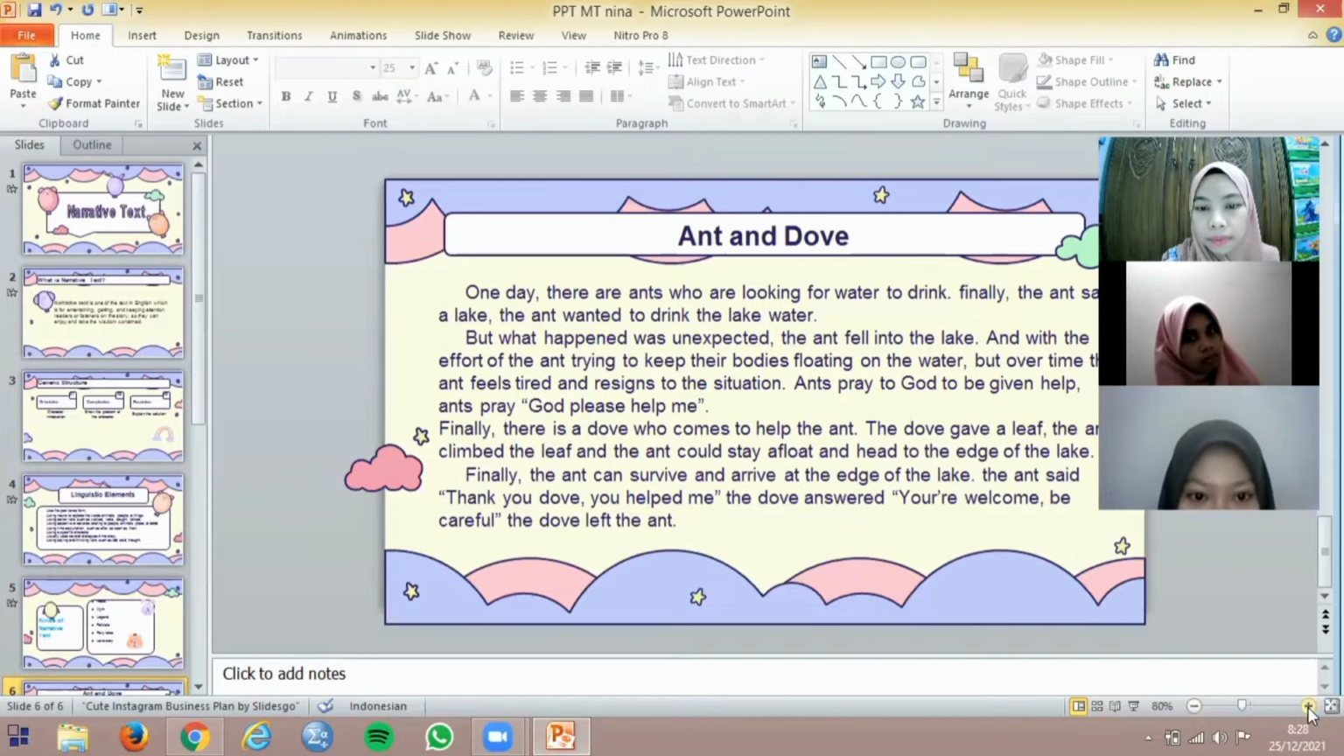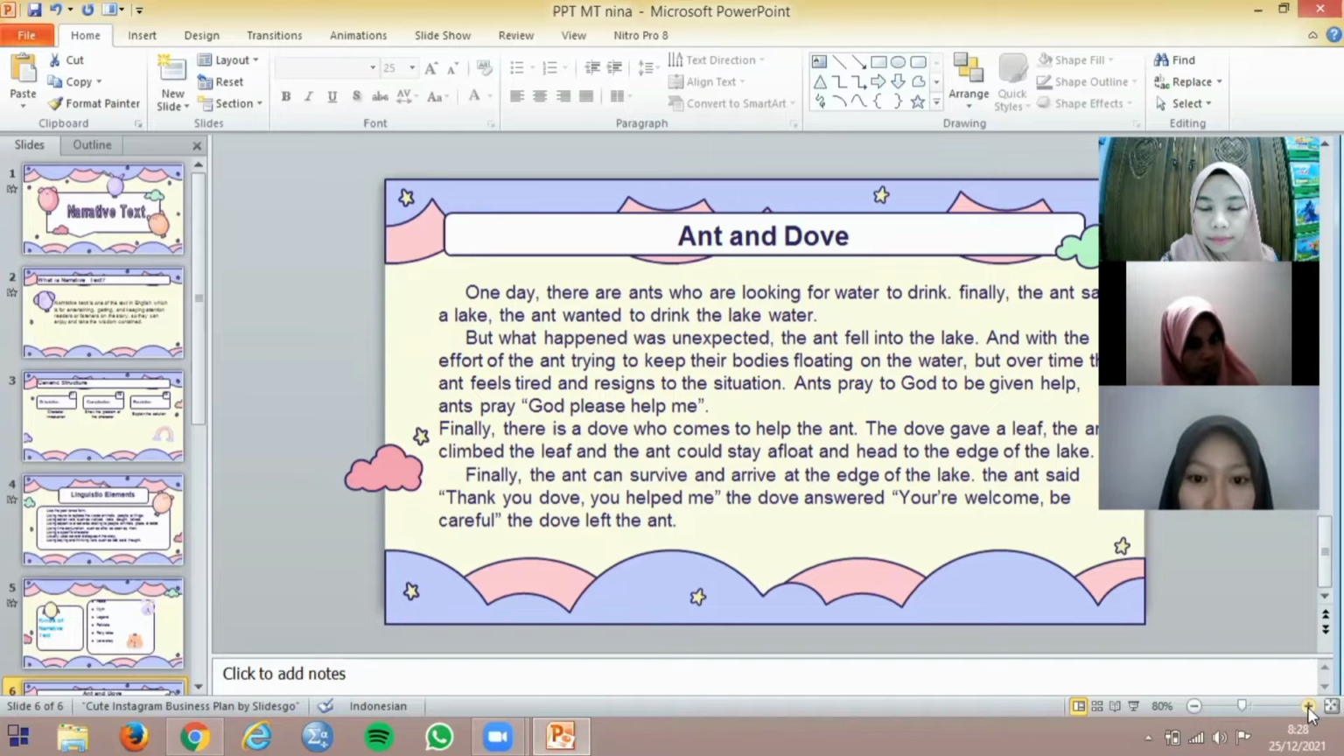So the title is Ant and Dove. One day, there are ants who are looking for water to drink. Finally, the ant saw a lake and the ant wanted to drink the lake water. But what happened was unexpected. The ant fell into the lake, and with the effort of the ant trying to keep their bodies floating on the water. But over time, the ant feels tired and resigns to the situation.